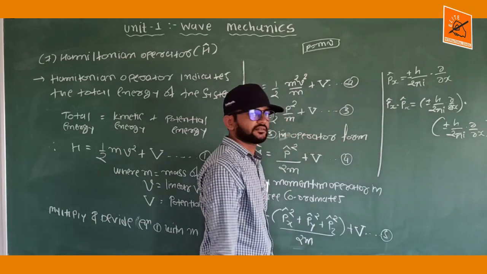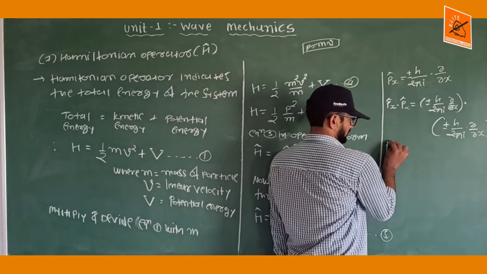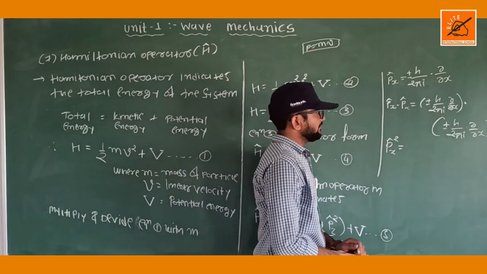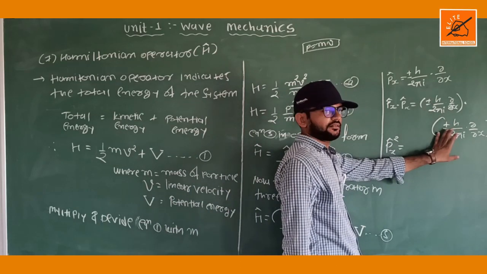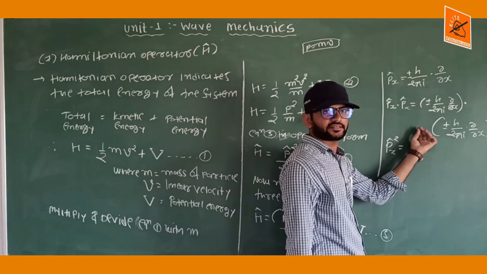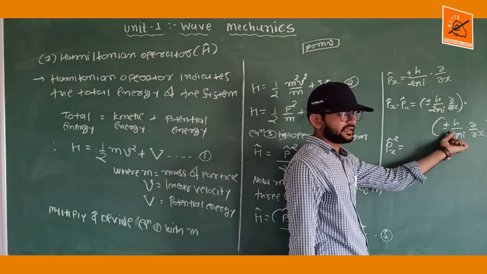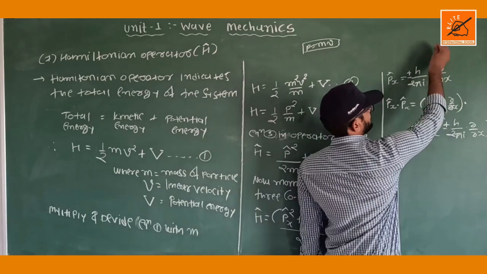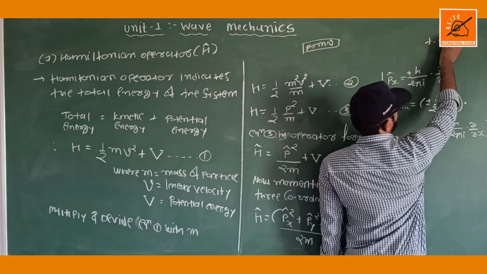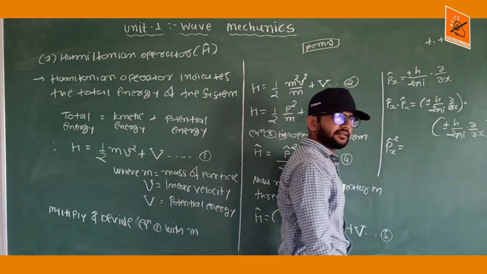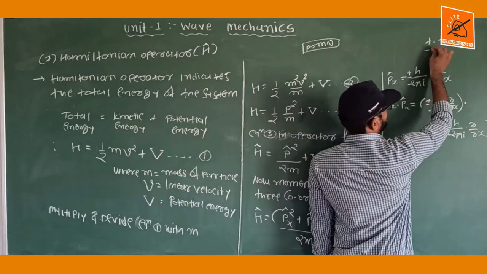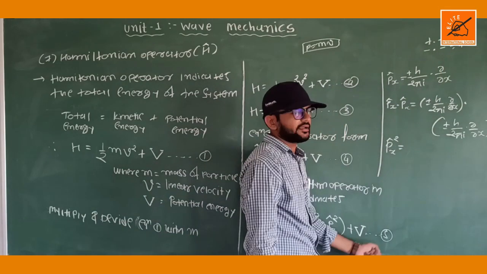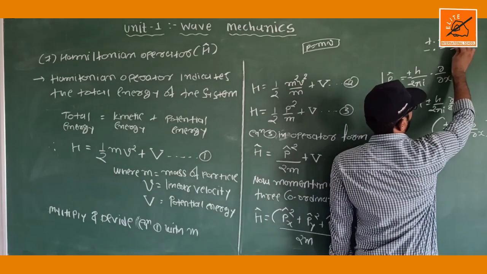Now what is the value of px square? Here, what do we mean by plus or minus? The plus or minus sign indicates the direction. Suppose here plus, then here also plus. Then plus into plus is equal to plus. If the sign is minus, then minus into minus is also plus.